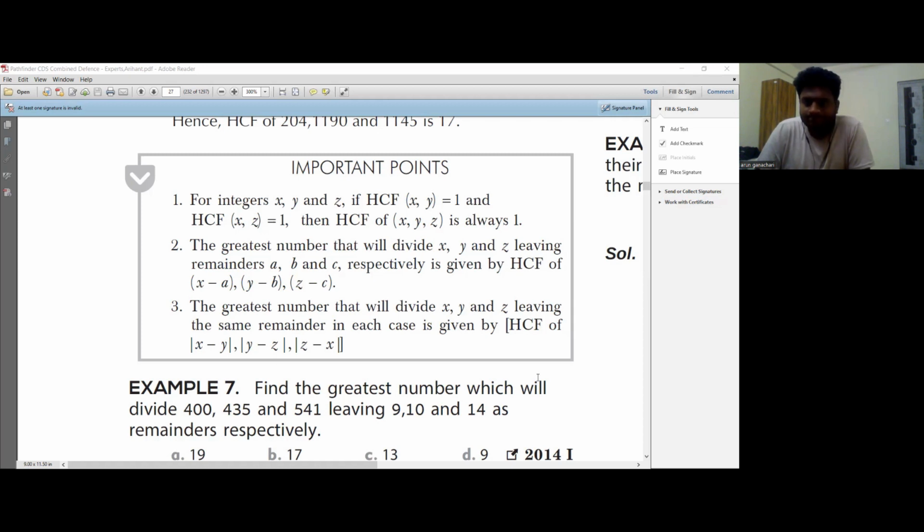Copy it. Try to do the sum. Copy only the second point and try to do the sum.